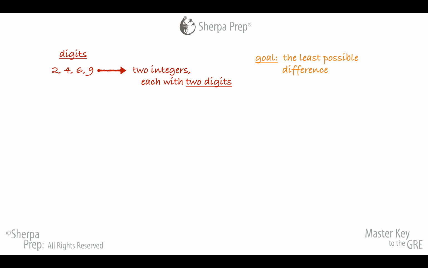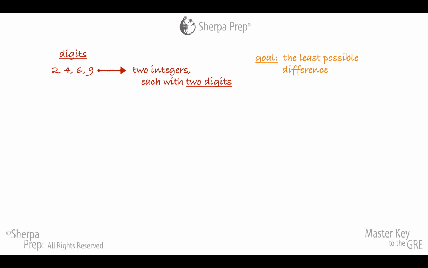Before we solve this, let's make sure we have our facts straight. We have the digits 2, 4, 6, and 9, and from these four digits, we're going to create two different two-digit integers, and we want them to be as close as possible to one another. We want them to have the least possible positive difference.